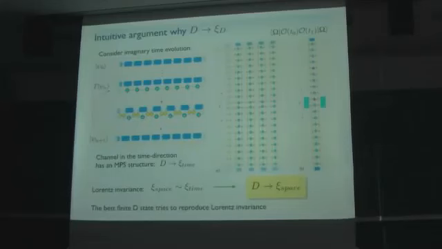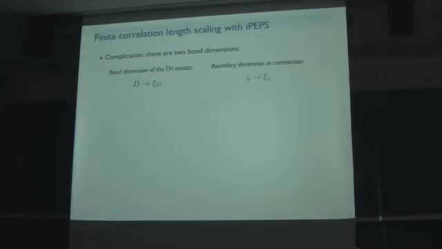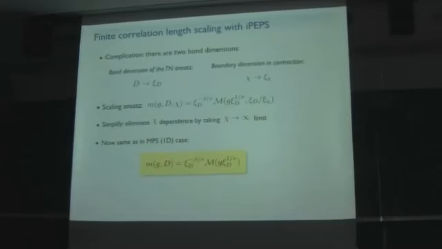So now we want to use this to do the finite correlation length scaling. There's one complication with iPEPS, that we actually have the D and also the chi from the contraction. So in principle, we would need to write down a scaling ansatz which depends both on ξ_D and also ξ_χ. But what we do in practice is eliminate the chi dependence by taking the chi to infinity limit, so that the scaling ansatz we use is similar to the MPS case, just depending on ξ_D.